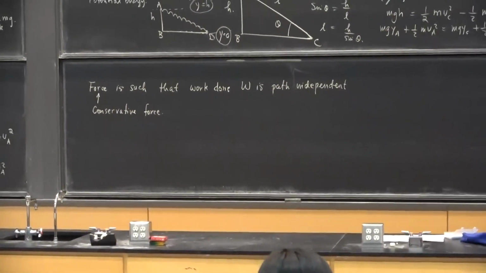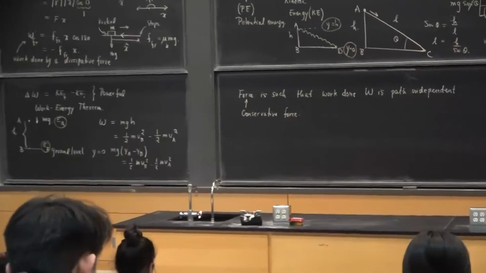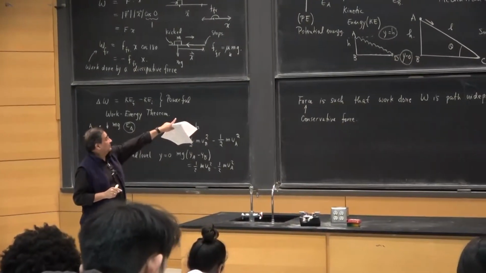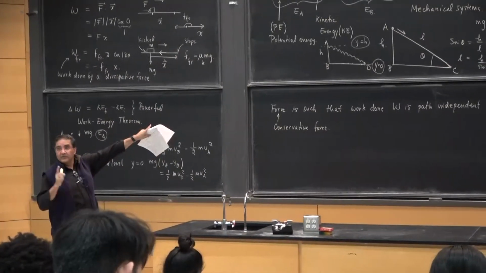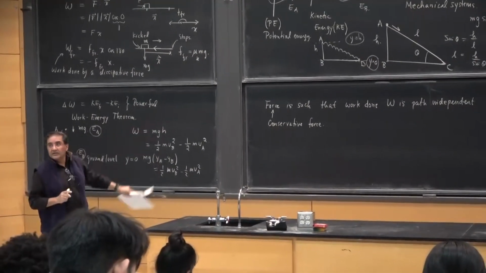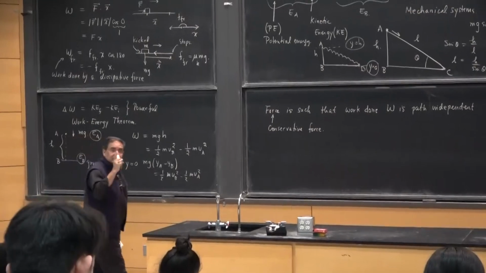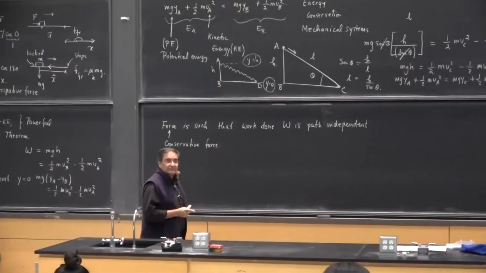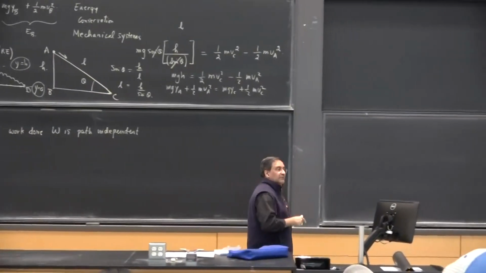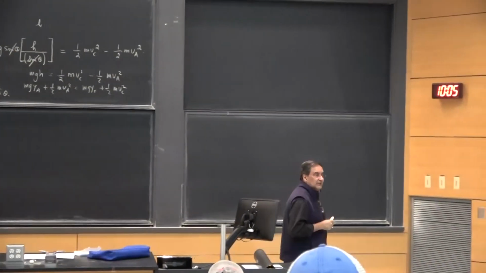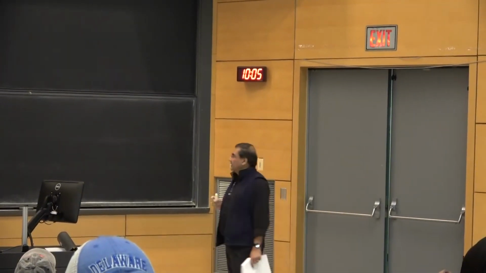Why am I defining this new thing called a conservative force? Because you need a conservative force for energy conservation itself to be valid. If you don't have a conservative force, your energy conservation will not work. Friction is not a conservative force. Friction is a dissipative force. And therefore, for friction, you have to be very careful about how you use energy. I'm trying to warn you that if you're not very careful, you'll make a mistake.